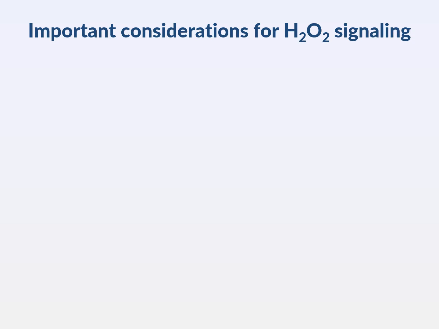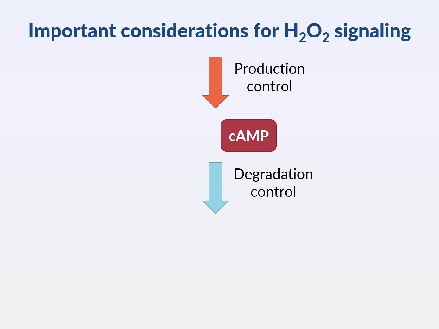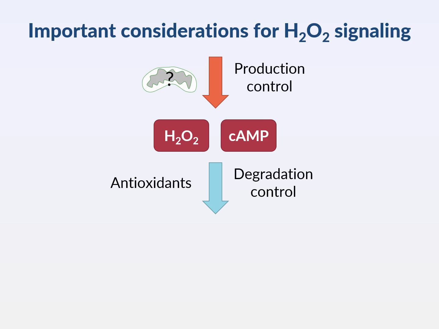There are some important considerations when considering hydrogen peroxide signaling, and for this I'll be discussing cyclic AMP, a very common secondary signaling molecule. The concentration of secondary signaling molecules like cyclic AMP is controlled through its production and its degradation. A similar concept can be applied to hydrogen peroxide, a powerful signaling molecule that can influence a range of cellular programs. Antioxidant defense systems are integral for controlling its concentration through degradation pathways. However, less is known about how mitochondria control hydrogen peroxide production. Indeed, similar to cyclic AMP, hydrogen peroxide levels must also be controlled through its production.